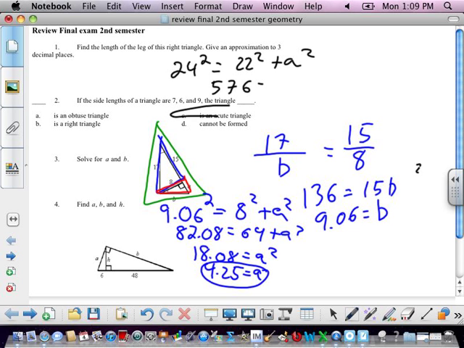Does anybody need me to go over that again? Yeah, unless it says specifically it's supposed to be so many decimal places, that's fine. 4.25, yes. Yes, Marcos.